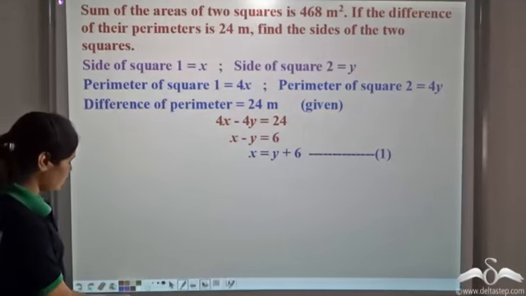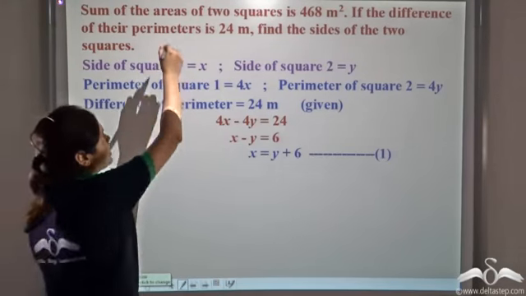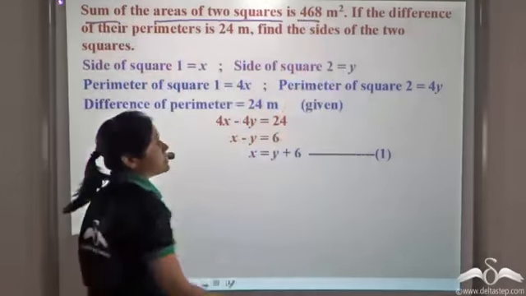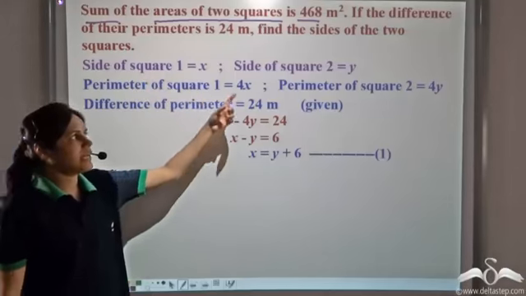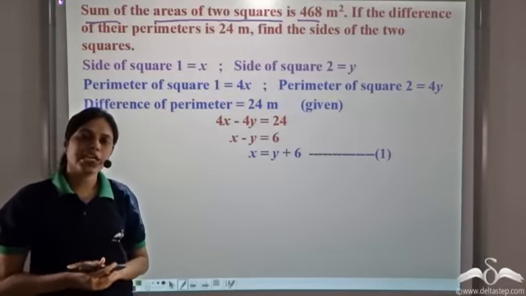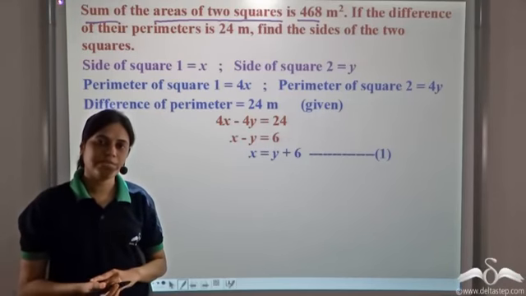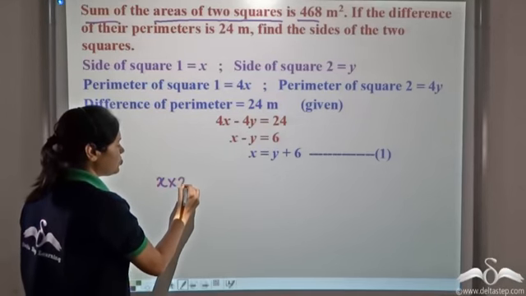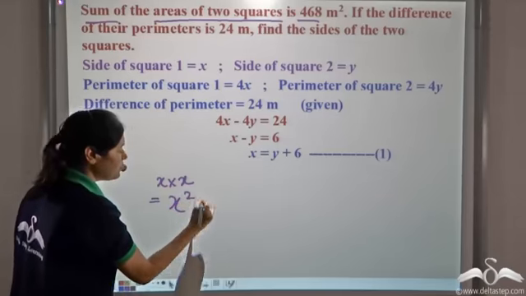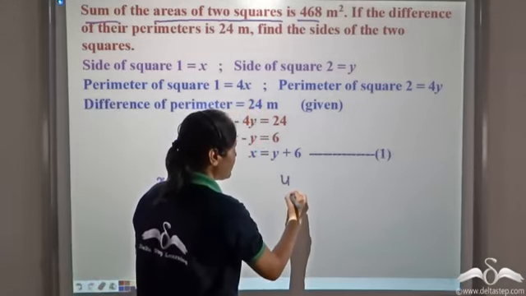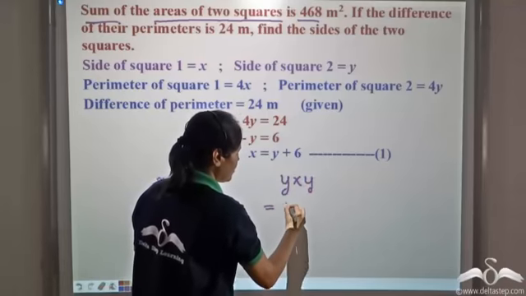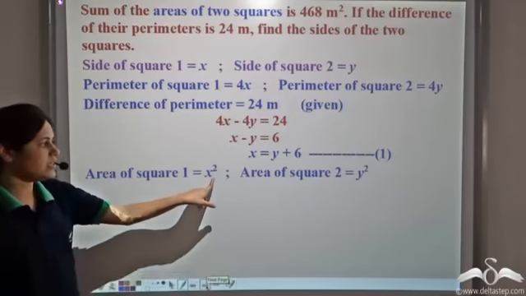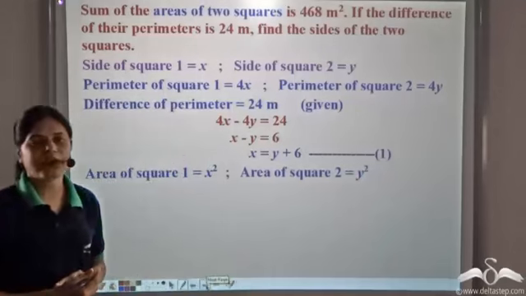Now let us see what else is given to us. It is given that the areas of two squares have the sum as 468. So we need to find the areas of both the squares. The area of a square is given by side into side. So the area of the first square will be x into x, which is x square. The area of the second square will be y into y, that is y square. So the area of square 1 is x square. The area of square 2 is y square.